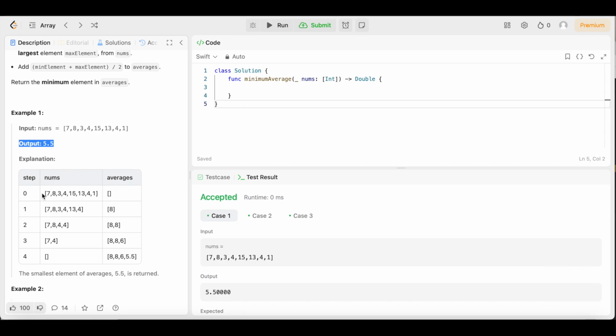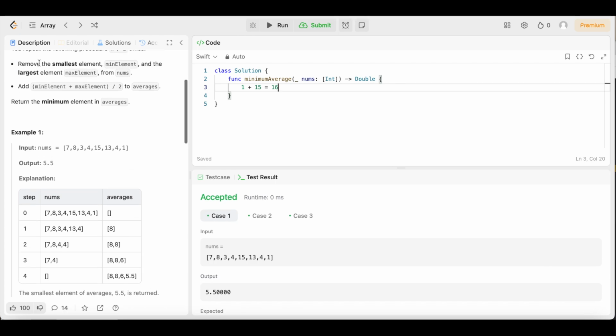So the first step, or step 0 in this case, we would have the array of the input nums that we started with, the same array of integers, and we're going to have a blank array for averages, right? So what we're going to do is take the smallest element from nums, which will be 1, and the largest element from nums, which will be 15. So we're going to take 1 and 15 and add them together. So 1 plus 15 is equal to 16, right? Then we're going to divide that by 2.